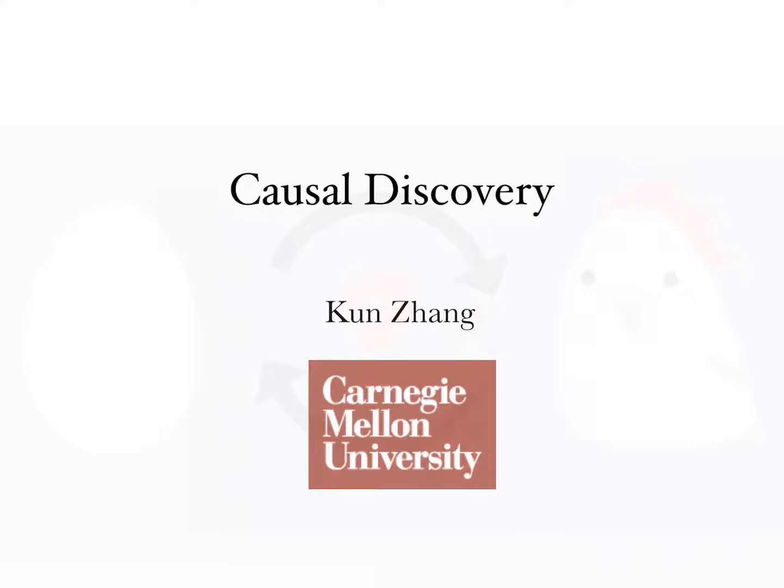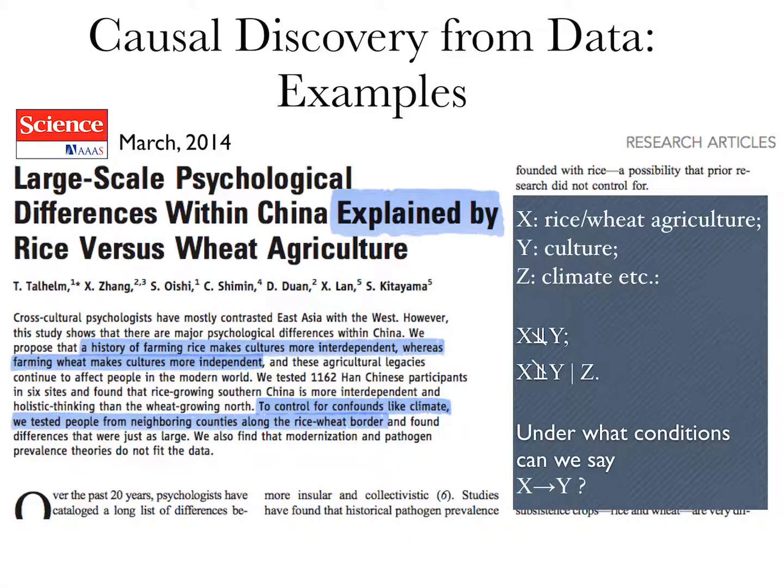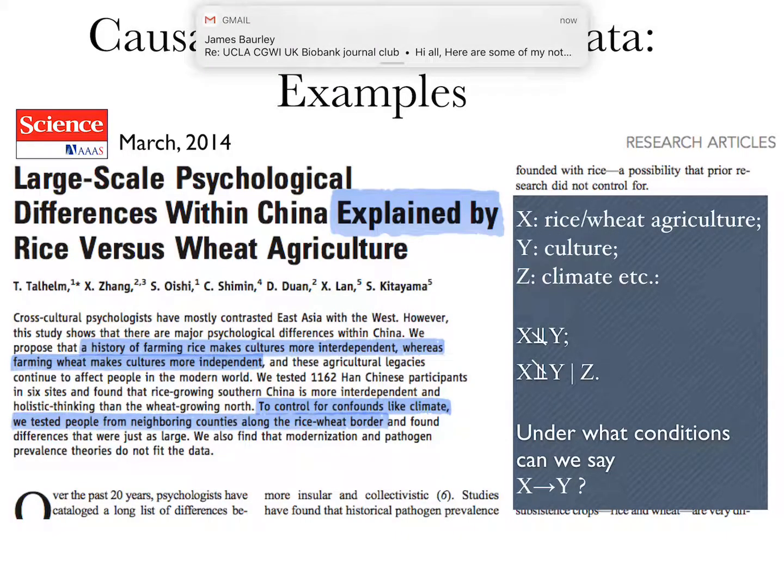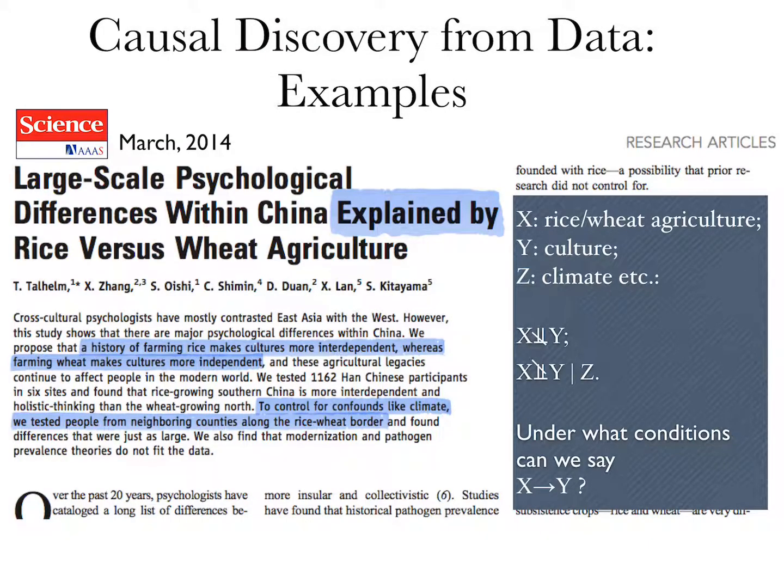Okay, so let's get started. Here you can see a motivating example. We want to find the causal relation between different things: wheat, rice, agriculture, and culture, psychological differences within people. Clearly, in this example, we cannot really do intervention. We have to find a way to analyze the data. By analyzing the statistical information of the data, we want to draw some conclusion about the underlying causal relations. This is known as causal discovery. So basically, you analyze observational data, and you want to find the underlying causal structure or the underlying causal model.